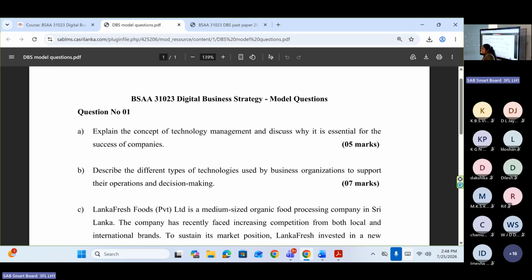See here, in the first question there are 2 parts. First part, you have to explain what is technical management, and then you have to mention why it is essential for success of companies. So I expect more explanation about technology management and at least 3 points to explain how it supports organizations.